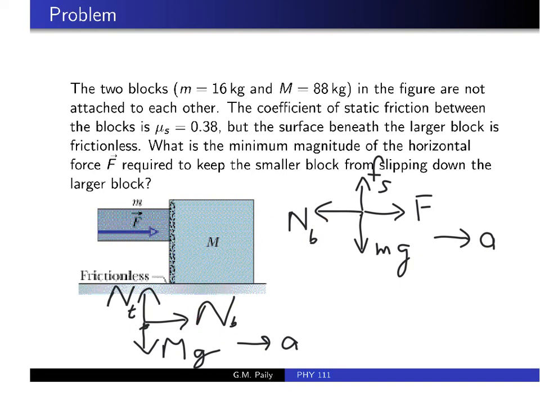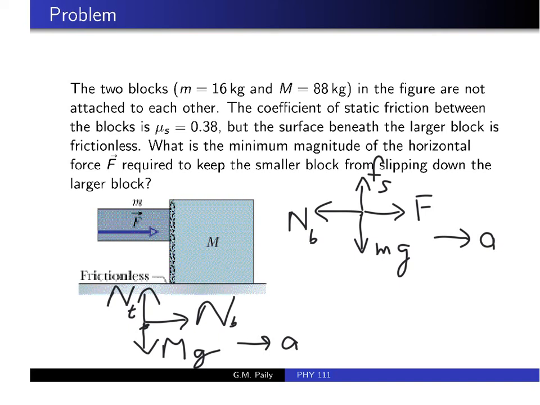Now to solve the actual problem. To prevent the smaller block from slipping with respect to the larger block, we need mg to be balanced out by the static frictional force. Since we want the minimum magnitude of the horizontal force required to keep the block from slipping, this must be right at the limit, Fs max. So we have Fs max is equal to little m times g. Taking g to be 10 meters per second squared, and since we have little m is 16 kilograms, that tells us that this is 160 newtons, so Fs max must be 160 newtons.